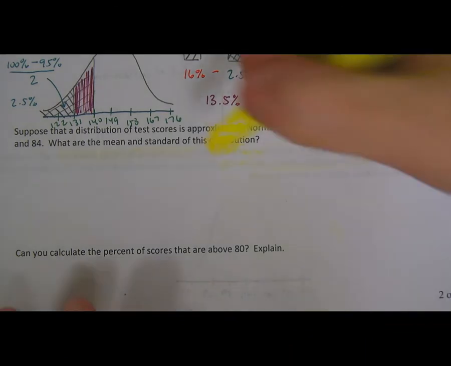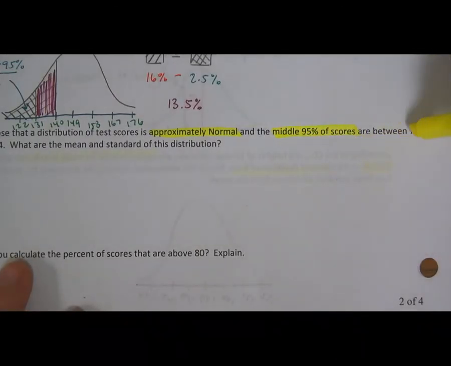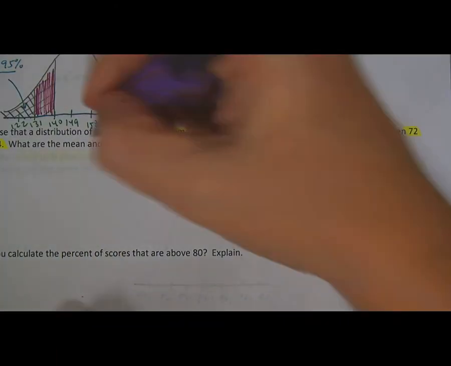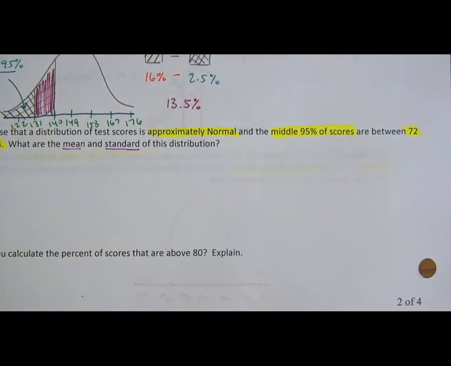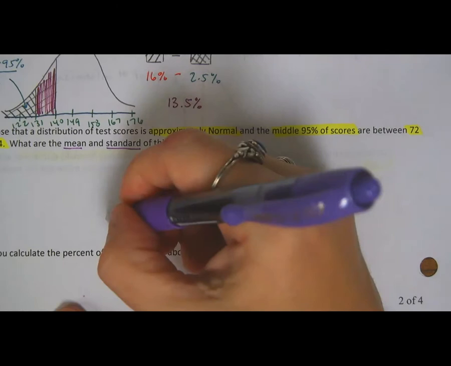I like these. It says, suppose that a distribution of test scores is approximately normal, and the middle 95% of scores are between 72 and 84. What are the mean and, it should say, standard deviation of this distribution? So let's draw a picture and label what we know.